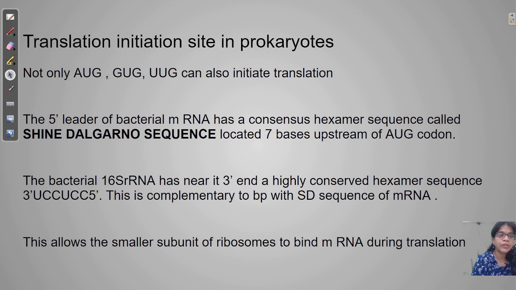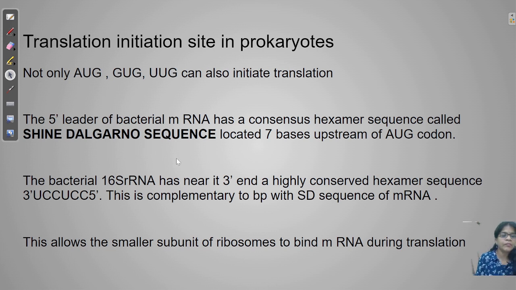So what really happens in translation initiation in prokaryotes? This is a basic thing I am touching, but in molecular biology I will explain everything in detail. Here, in translation initiation in prokaryotes, it's not only AUG as the initiator codon, you have GUG and UUG also for your translation initiation near your 5 prime side. The 5 prime leader of the bacterial mRNA has a consensus hexamer sequence. Here I want to talk to you about the Shine-Dalgarno sequence. This is the Shine-Dalgarno sequence.